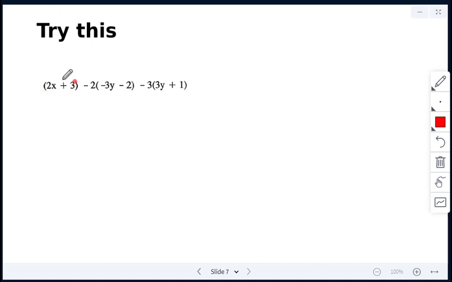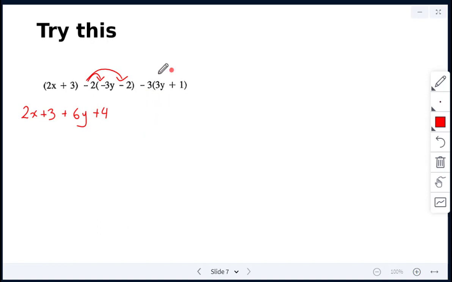Okay, so 2x plus 3, nothing in front of the bracket here. So this bracket will just open up as 2x plus 3. Next we have this negative 2 in front of the second bracket. So this negative 2 is going to multiply everything inside that bracket. So negative 2 times negative 3y becomes positive 6y. And then we have negative 2 times negative 2, which becomes positive 4.